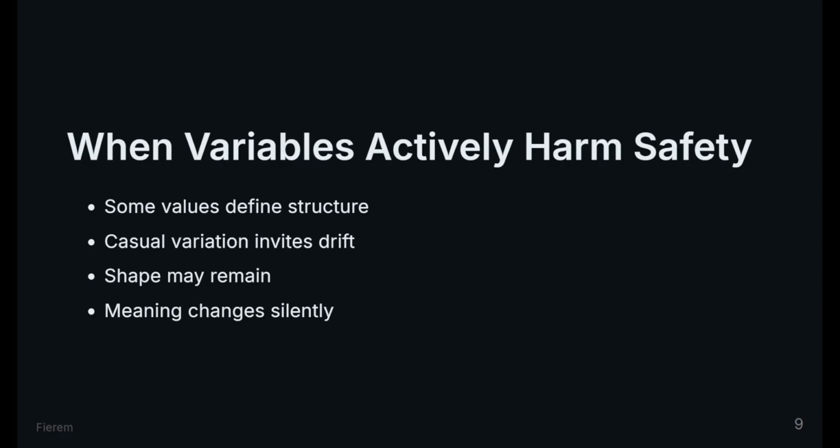Some values should not vary casually. Identifiers, counts, structural boundaries. Turning these into variables invites silent drift. The graph may look the same, but the meaning changes underneath it. That is a dangerous kind of flexibility.